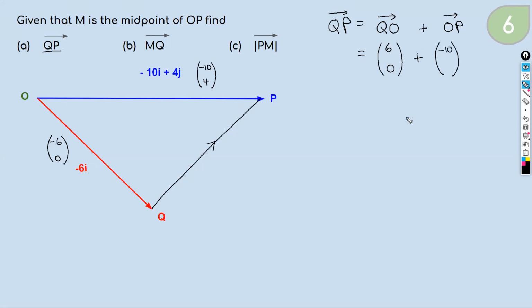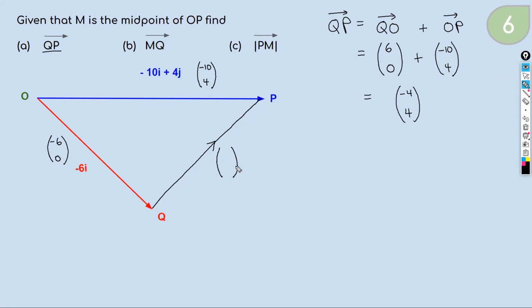Add up the two top values, 6 plus minus 10. Remember, a plus and a minus is a minus. So you end up with 6 minus 10, which is minus 4. 0 plus 4 is 4. And this is the answer for QP in that particular direction. So once again, don't forget your arrows. And it's good practice once you get an answer for a vector, put it into your diagram. It will help you out.